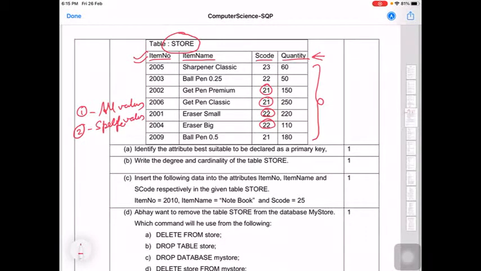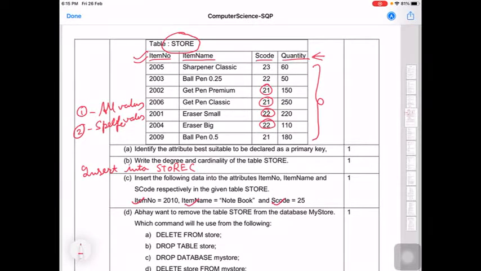Okay, so here you have to insert just item number, item name and S code. Quantity is not to be entered, so you will use the second variant where you have to mention the names of the column. Okay, so what will be the query? It will be insert into, this is the query name, then the table name. You have only one table, that is store. You must write the name as it is in capitals. Then in brackets you must write the columns for which you are entering the value.